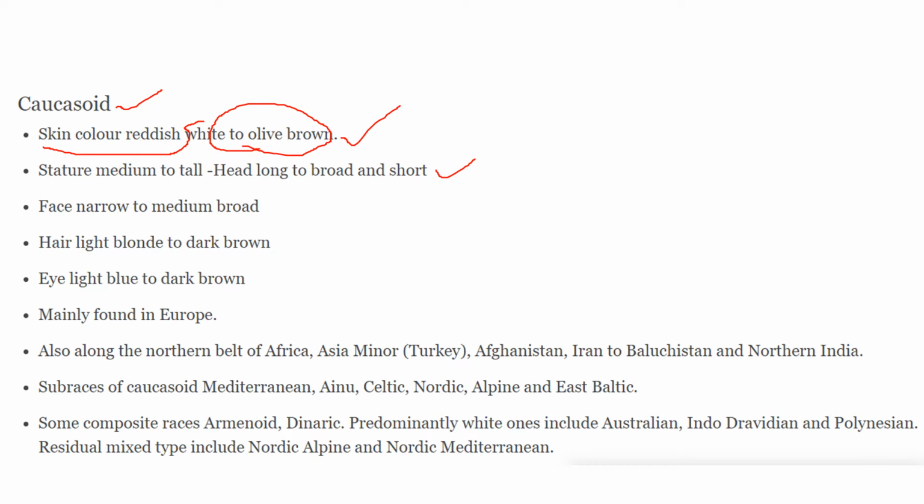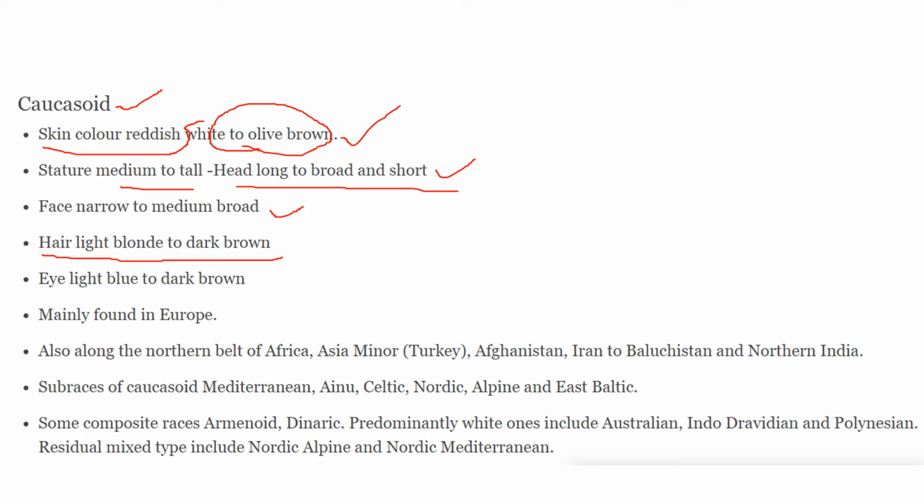Then the second important characteristic of the Caucasoid type of race is that the stature of these humans is medium to tall, and the head is long to broad and short. Another characteristic of this race is the face, which is narrow to medium broad. And a most important characteristic of the Caucasoid type of race is hair. This hair is light blonde to dark brown. This is the most important term.